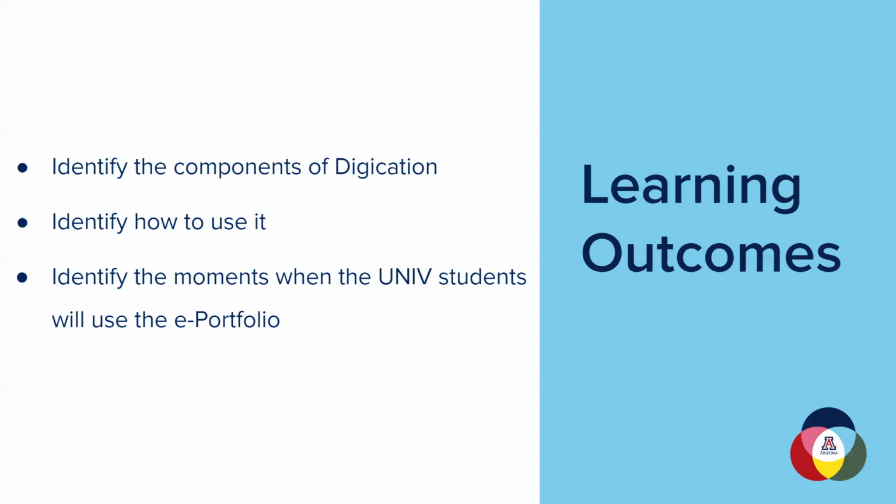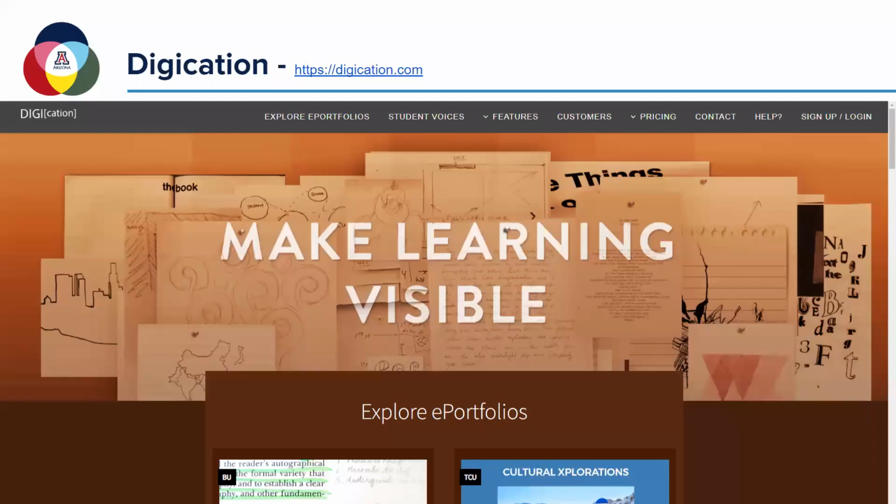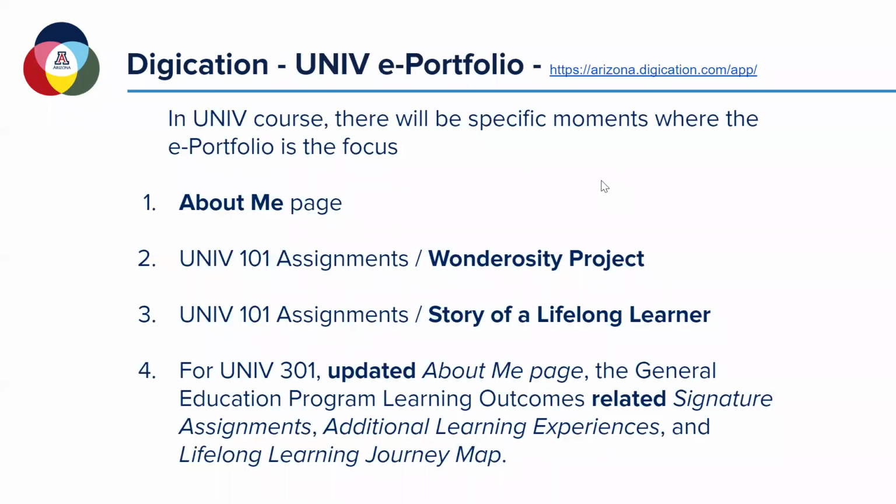By the end of this video, you will be able to identify the components of Digication, identify how to use it, and the moments when the University 101 students will use the e-portfolio. First of all, Digication.com is a technological tool for e-portfolios. There is a set of uses for e-portfolios, but the purpose of this video is to focus on the University 101 e-portfolio, and it's applicable for the University 301 e-portfolio as well.